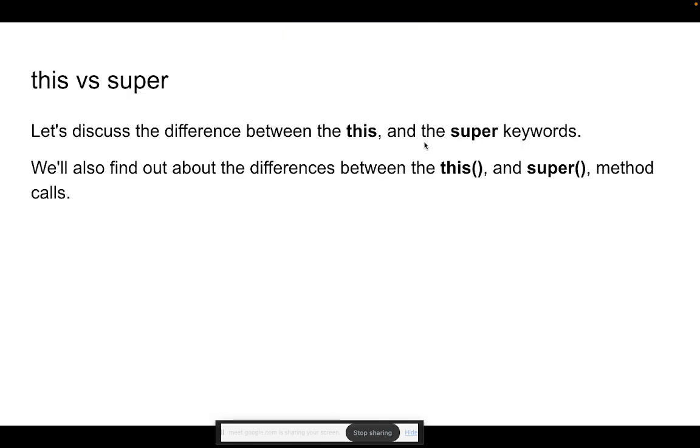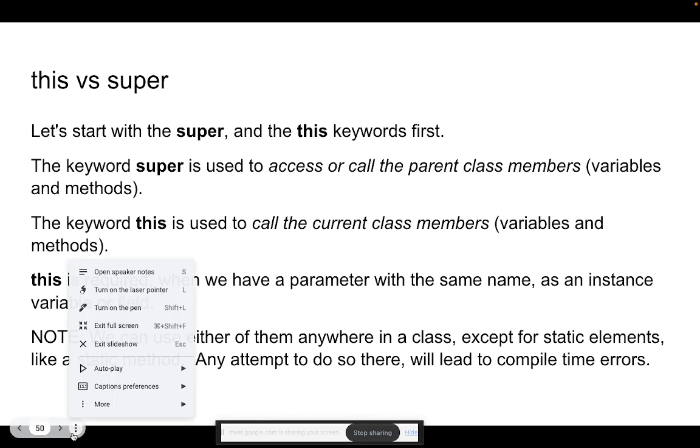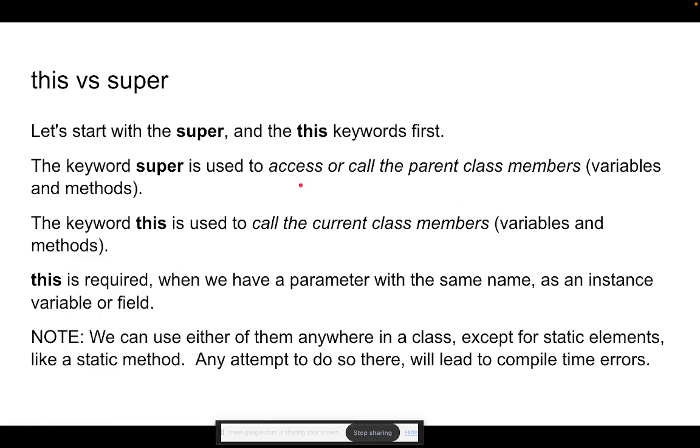Okay, so the difference between this and super, and this function and super function, the method calls that we have used earlier, right? So super is a keyword to access the parent class. It's used to call the parent class. This is very clear, and this keyword is used for current class members, so variable and method. If I have a parameter with the same name, I will use this to classify which is a class variable and which is a local variable with respect to this.